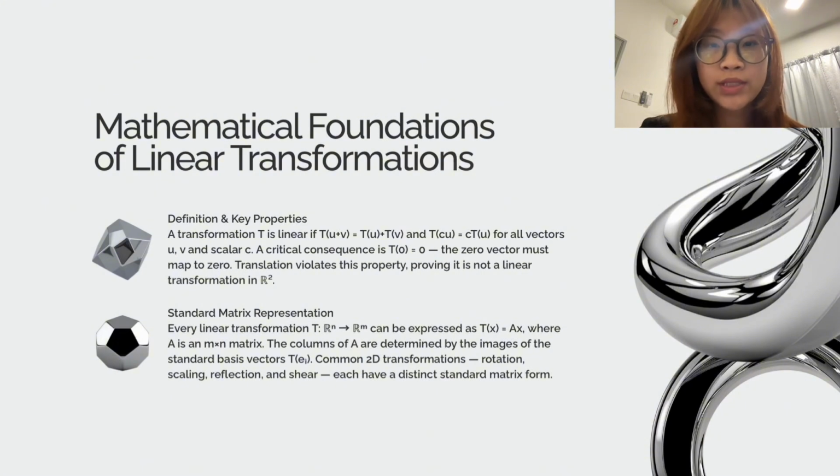Standard matrix representation. Every linear transformation T from R^n to R^m can be expressed as T(x) = Ax, where A is an m by n matrix. The columns of A are determined by the images of the standard basis vectors T(e_i). Common 2D transformations, rotation, scaling, reflection, and shear, each have a distinct standard matrix form.